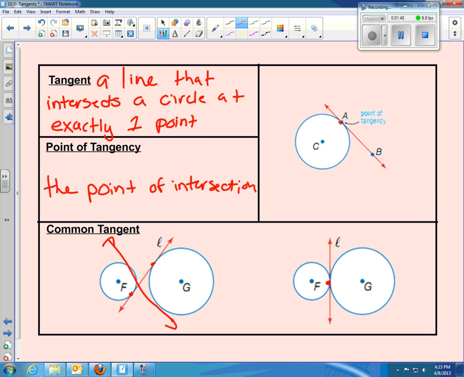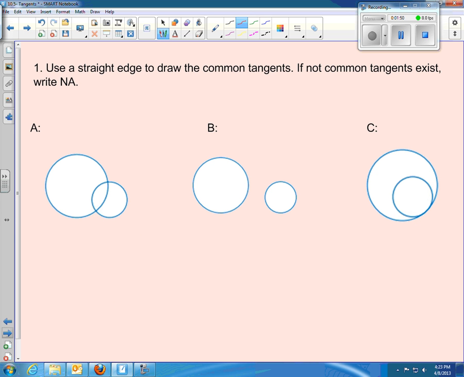Please forgive my not very straight line. So if we look here, use a straight edge to draw the common tangents. If no common tangents exist, write NA. All right, so let's get out a line here. Looking at this first one, I can see right here that I have a common tangent. It touches each of the circles in one point. And then I also have one up here. And so it intersects them in one point.